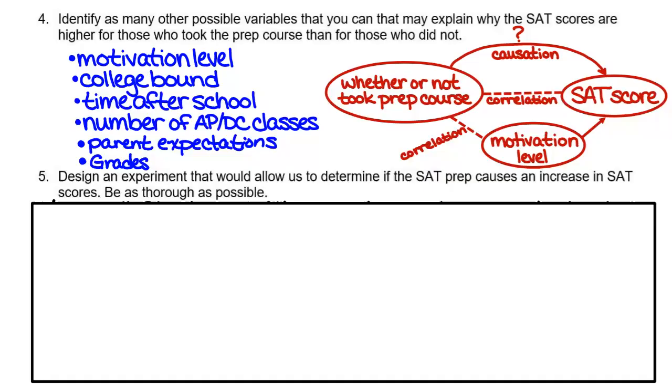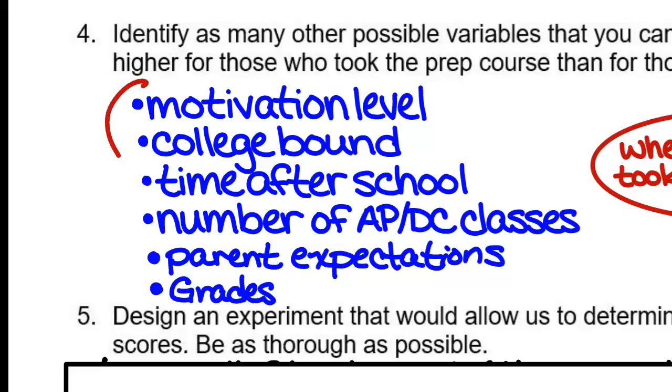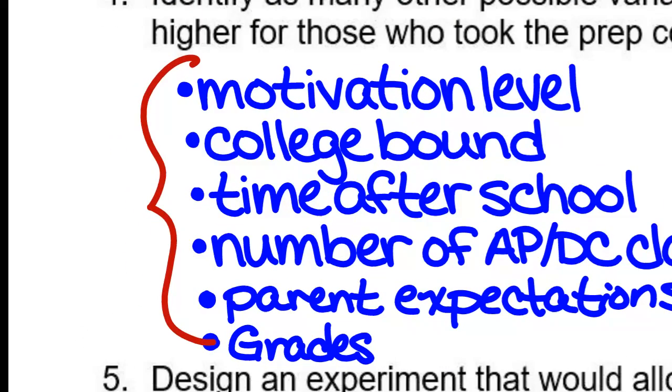All of these are connected to both whether or not somebody chooses to take the class and what their overall SAT score is. These are all called confounding variables.